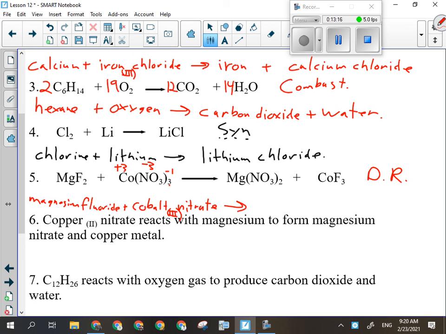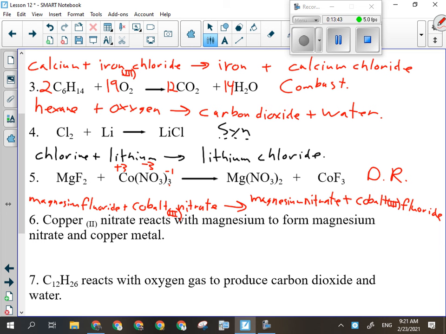Right, and that's going to form magnesium nitrate and cobalt(III) fluoride. Here's some good news for you, because I don't know how many people maybe did this. How many people figured out the charge a second time? Okay, you don't need to do that. It won't change. If I start out with cobalt(III), I end with cobalt(III).